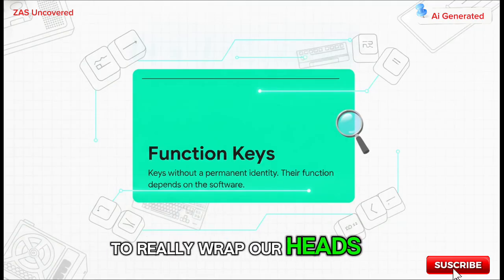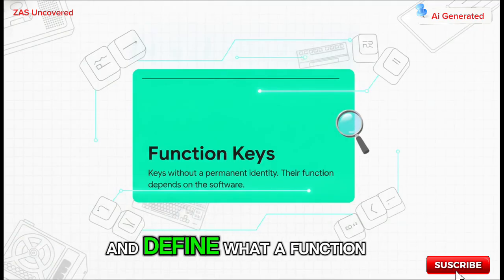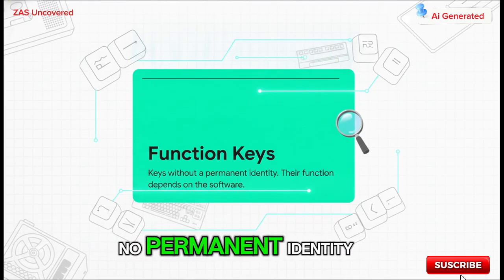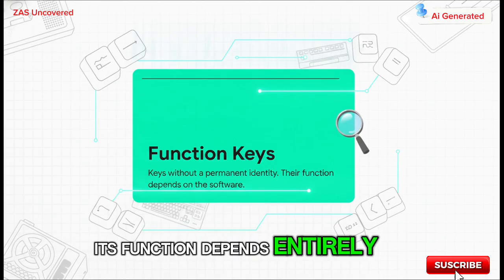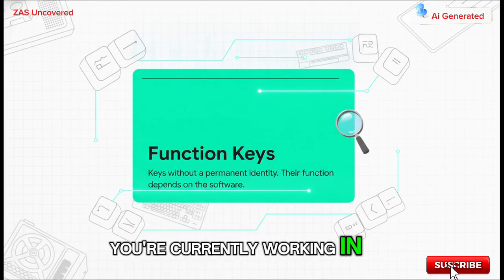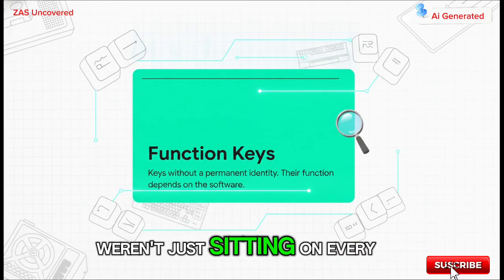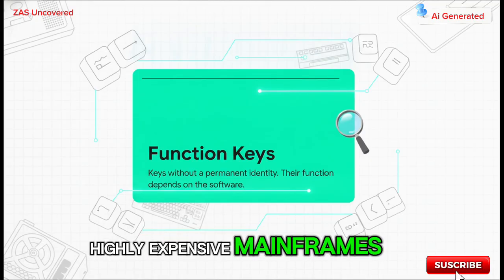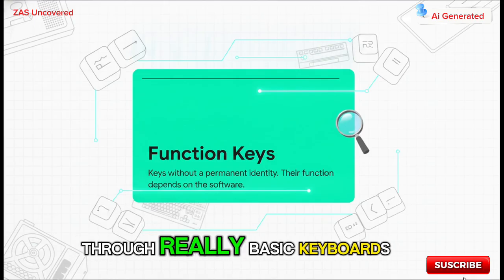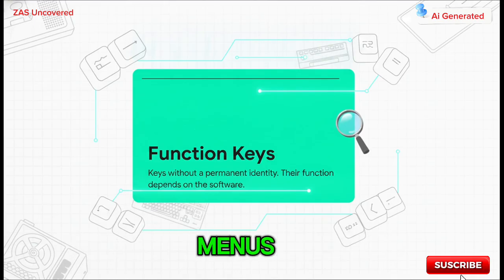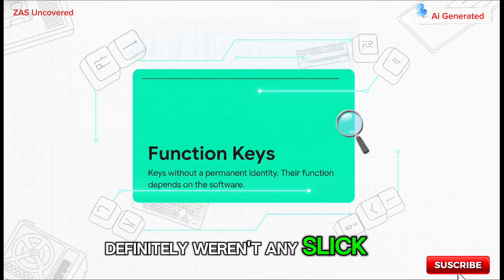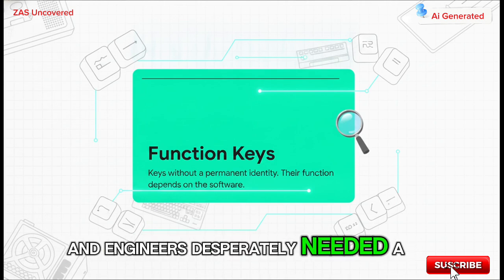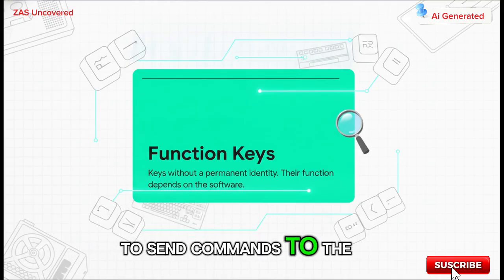To really wrap our heads around this, we need to jump back in time and define what a function key actually is. Simply put, it's a flexible key with no permanent identity. Its function depends entirely on the software environment you're currently working in. Imagine an era when computers weren't just sitting on every single desk in every home. We're talking about massive, highly expensive mainframes. Users interacted with these giant systems through really basic keyboards. There were no drop-down menus, no app stores, and there definitely weren't any slick, smartphone-style touchscreens. Every single keystroke mattered, and engineers desperately needed a fast way for users to send commands to the software.